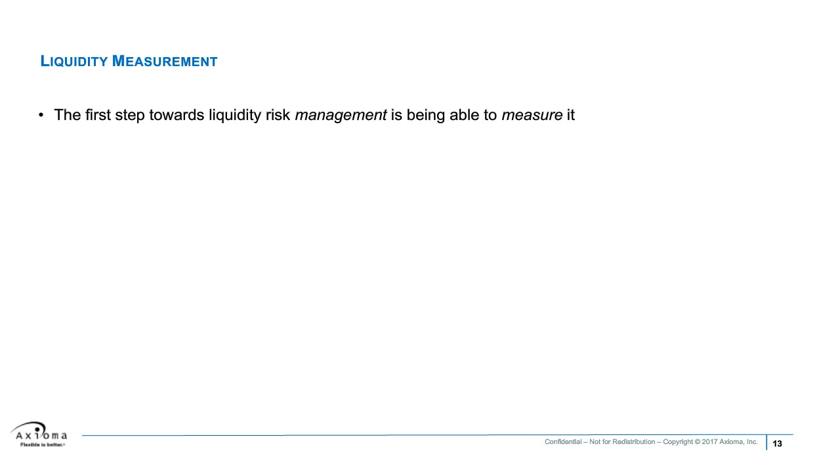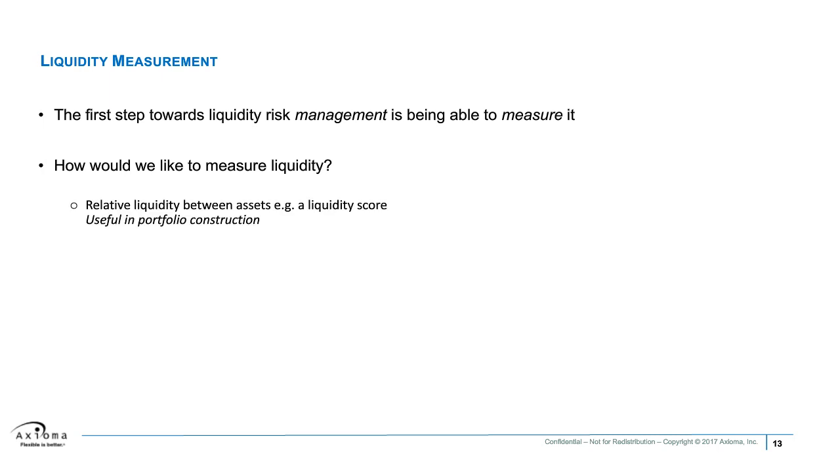So the first step towards liquidity risk management is being able to measure it, so that's a natural place to start. How would we like to measure liquidity? Generally in the market, there are three common ways of doing this. The first is to come up with a relative liquidity measure between assets, such as a liquidity score. This is particularly useful in portfolio construction.